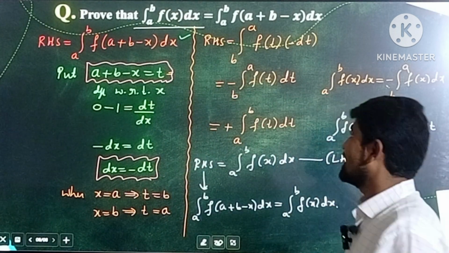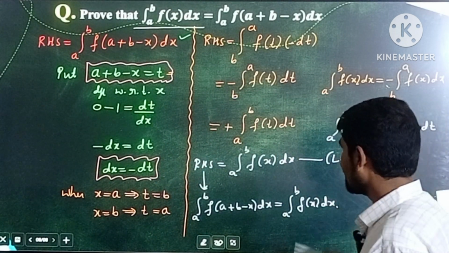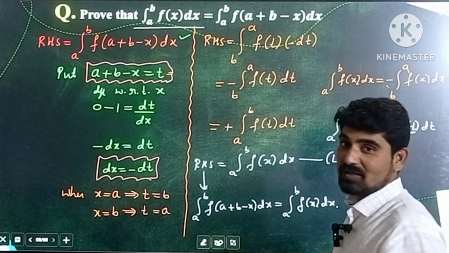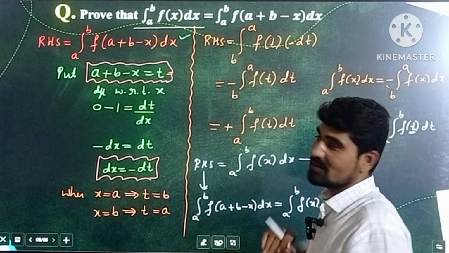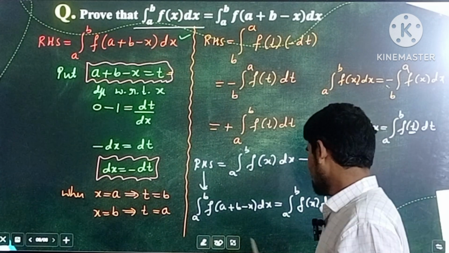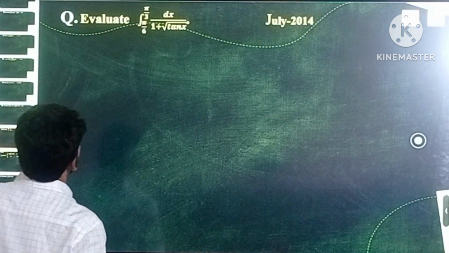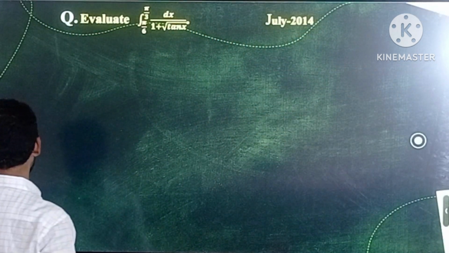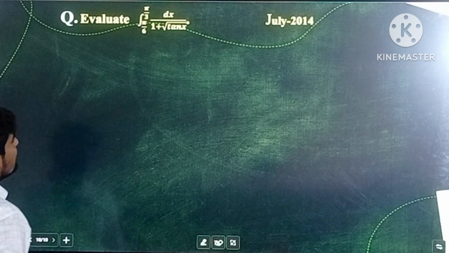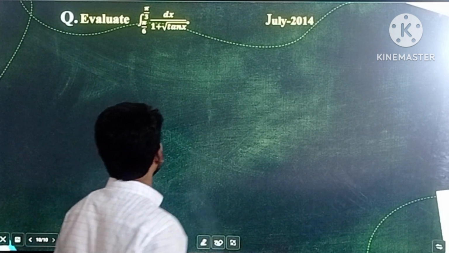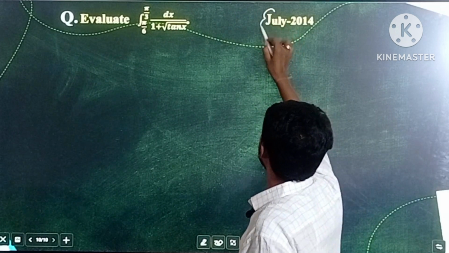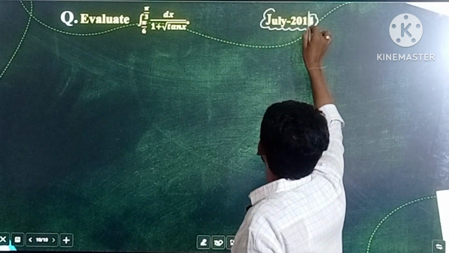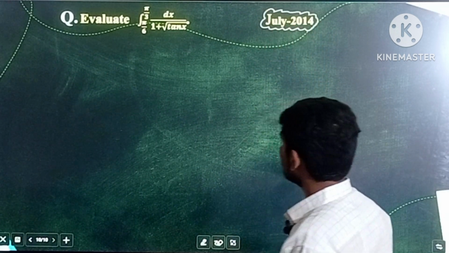Now let's start the questions related to this property. In your NCERT textbook, there is only one problem which is solved by using this property, and that problem is: evaluate integration from pi by 6 to pi by 3 dx divided by 1 plus square root of tan x. And this question was asked in July 2014.